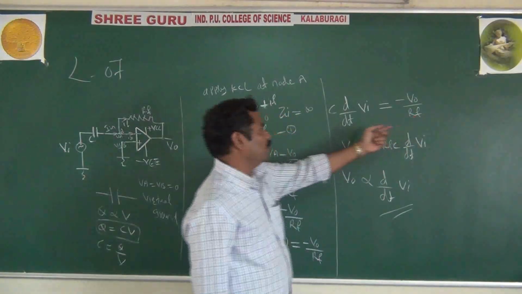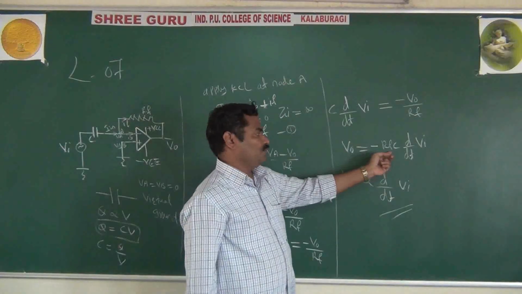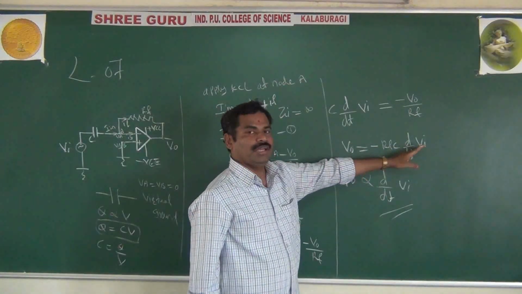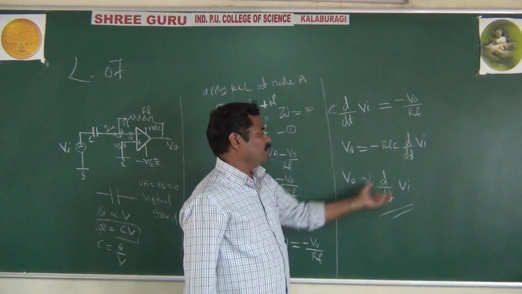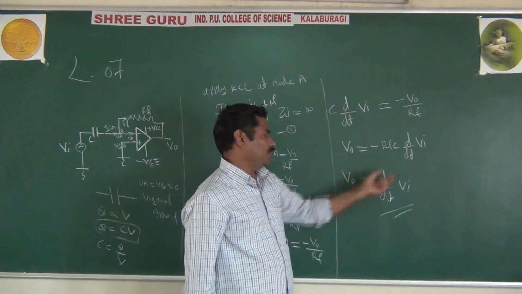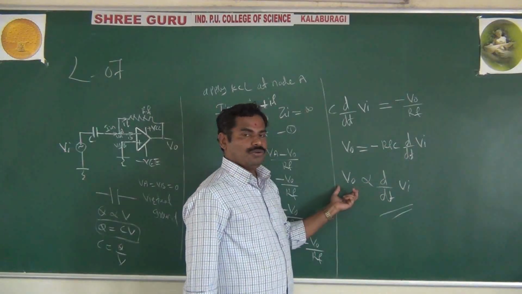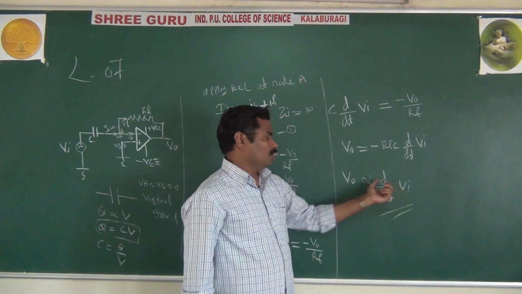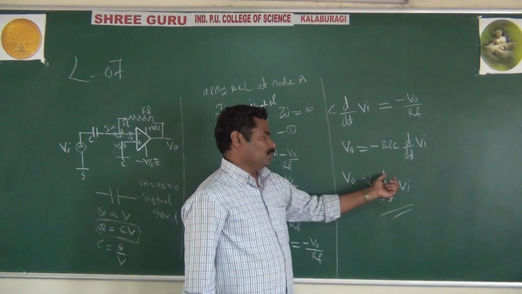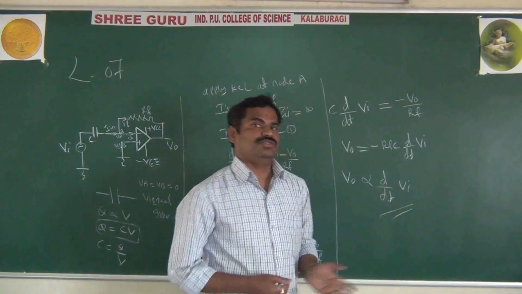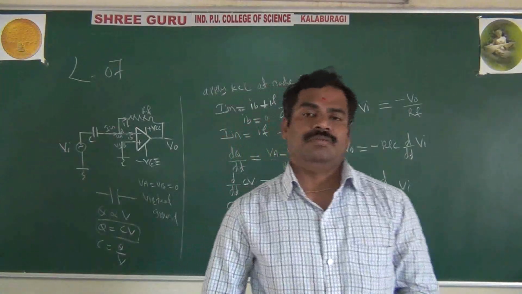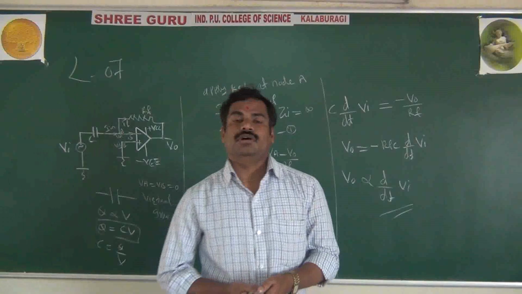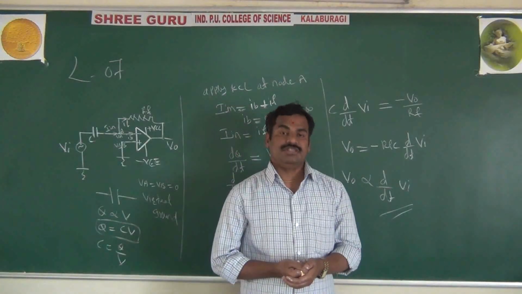That's why you take RF this side, RF into C divided of VI. And finally, this RF and C are constant. The output voltage is proportional to the derivative of the input voltage, or the output voltage is proportional to the difference of input voltage. This is nothing but a very simple derivation of the op-amp used as a differentiator.